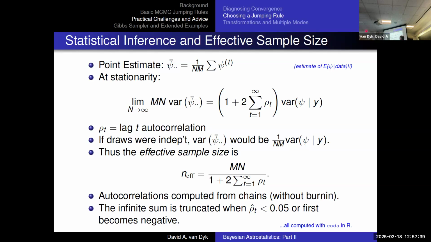So what this thing is trying to do is to turn what looks like a huge amount of data, but it's not independent, into something that's a little bit more meaningful. Like it has as much information as an independent sample of size n, EF.